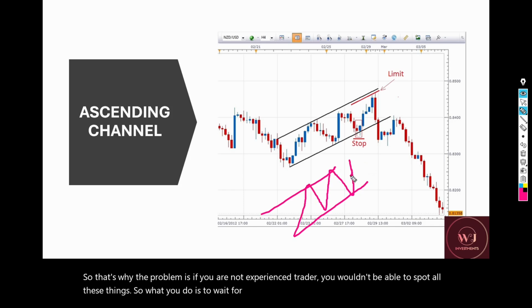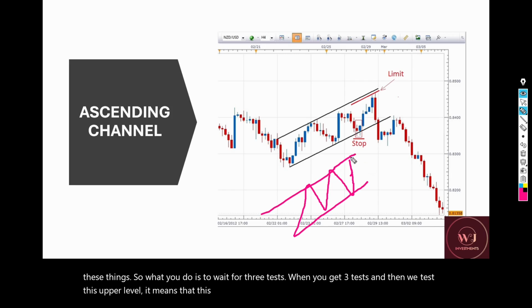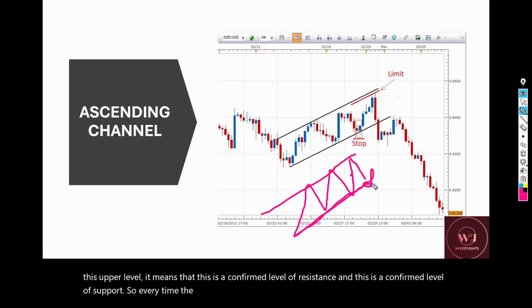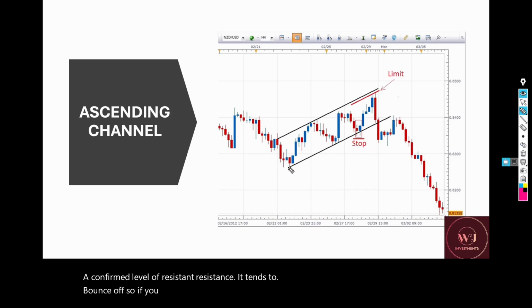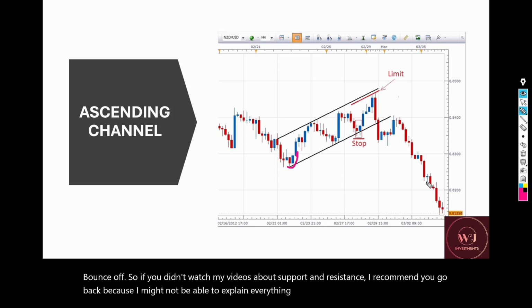When you get 3 tests and then we test this upper level, it means that this is a confirmed level of resistance, and this is a confirmed level of support. So every time the price hits a confirmed level of support, it tends to bounce off, and if it hits a confirmed level of resistance, it tends to bounce off. If you didn't watch my videos about support and resistance, I recommend you go back, because I might not be able to explain everything about support and resistance in this video, which is about channels.